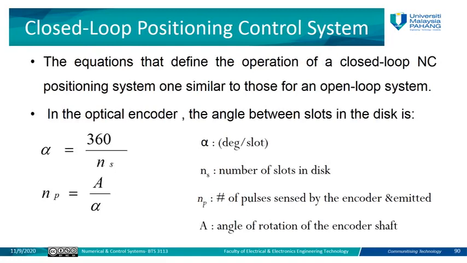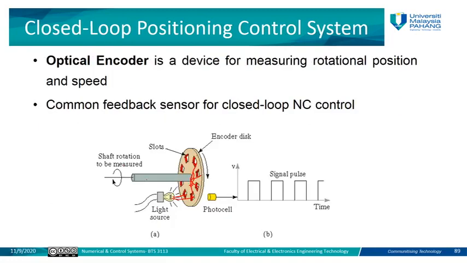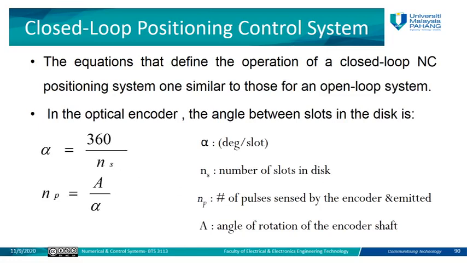In order to calculate this angle between the slots, it's 360, because the whole encoder disk is 360 degrees. So in order to find the angle for each slot, we need to divide 360 over ns, which is the number of slots in the disk. So if you have 10 slots, the alpha will be 36, for example.